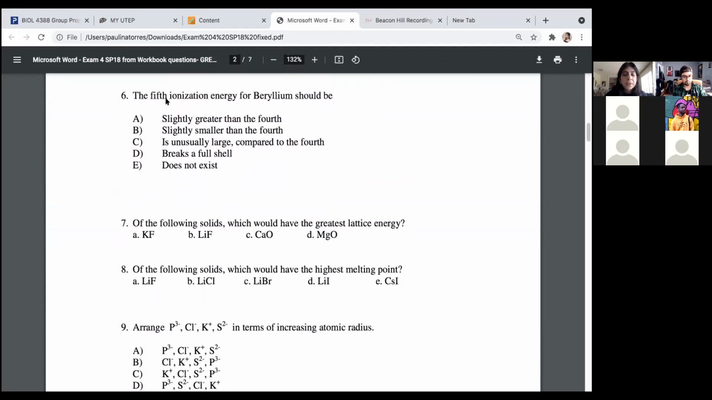This one says the 5th ionization energy for beryllium should be... Okay, so right now we were just comparing first ionization energy, right? To make something lose 1 electron, it just gains that +1 charge. But if we want beryllium to lose an electron 5 times, let's compare that to the 4th one. They're comparing the 4th one. So beryllium is number 4 up here.